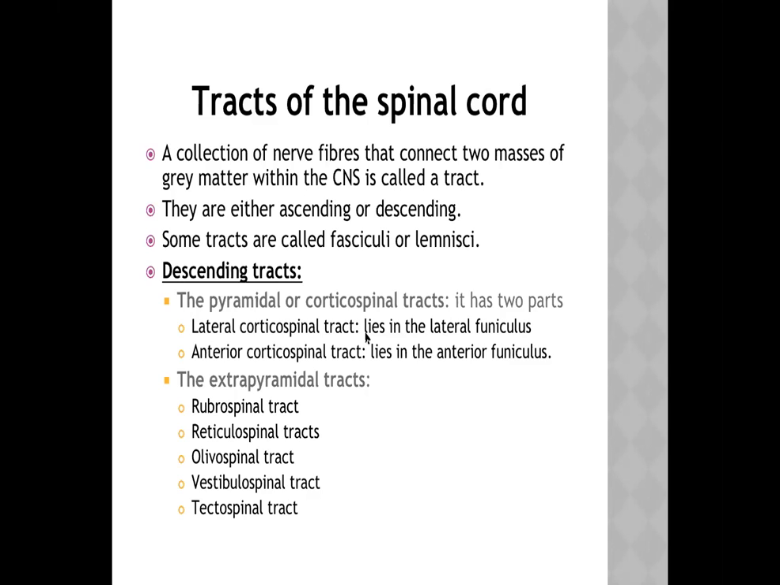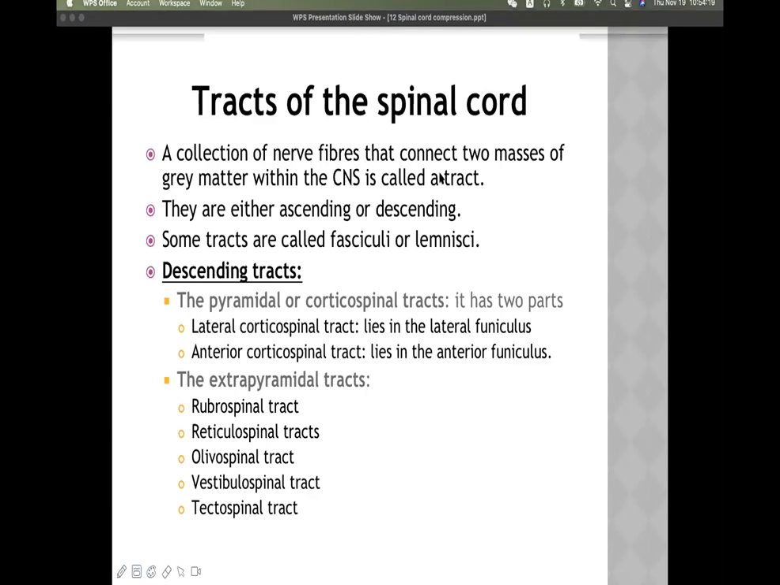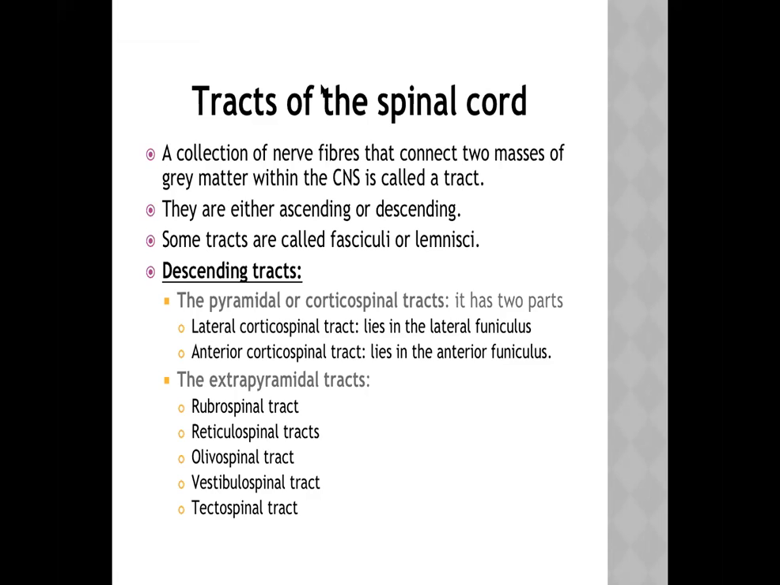Lateral corticospinal tract means crossover fiber, and anterior corticospinal tract means these fiber do not cross over, they just descend like that distally. Okay, so lateral lies in the lateral funiculus of the spinal cord, and anterior lies in the anterior funiculus of the spinal cord. Funiculus is that area which is covered by white matter. We'll talk about that when we see the cross section again.